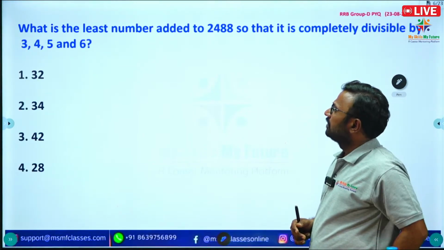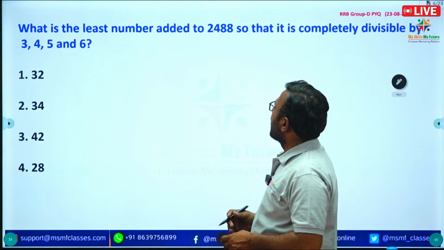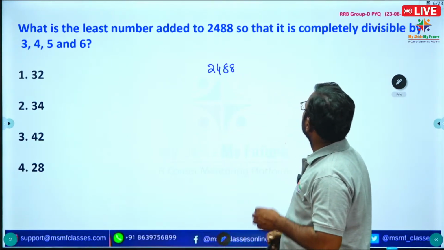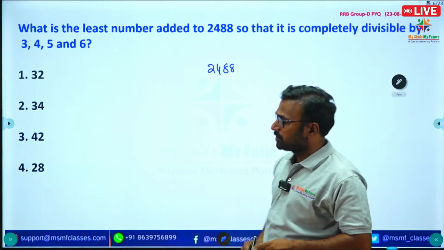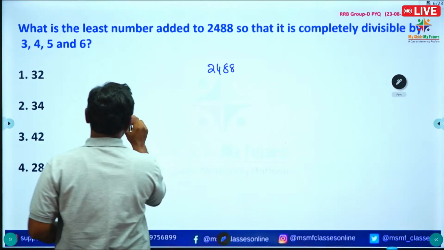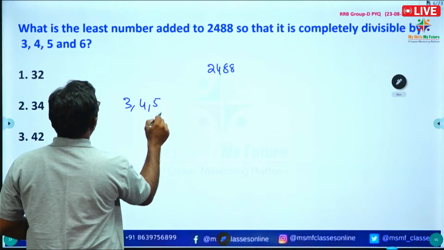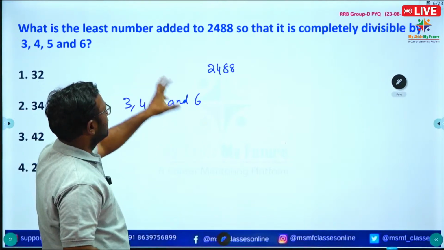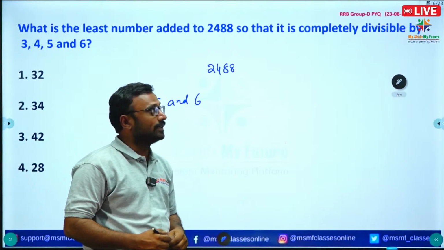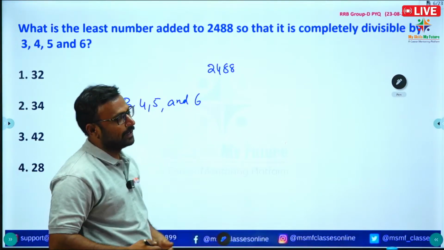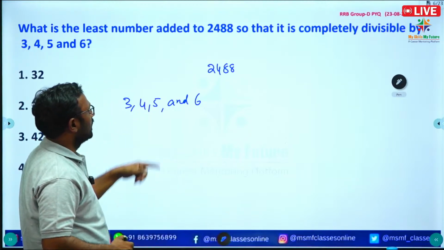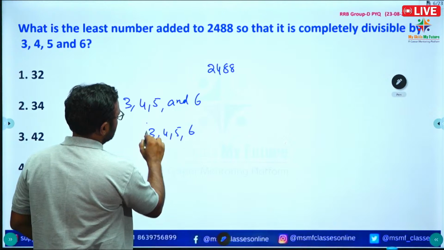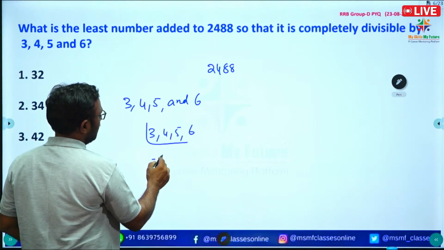Right, see the question. What is the least number added to 2488 so that it is completely divisible by 3, 4, 5 and 6? So what is the least number that should be added to 2488 so that it is completely divisible by 3, 4, 5 and 6? First of all, find the LCM of 3, 4, 5, 6. So we get the LCM 60.